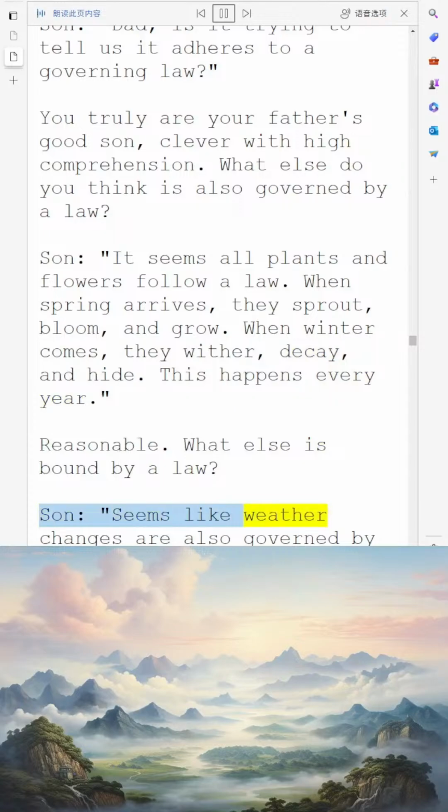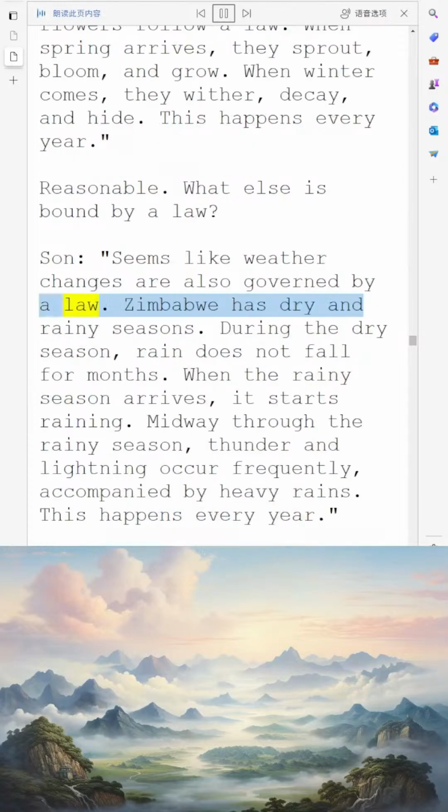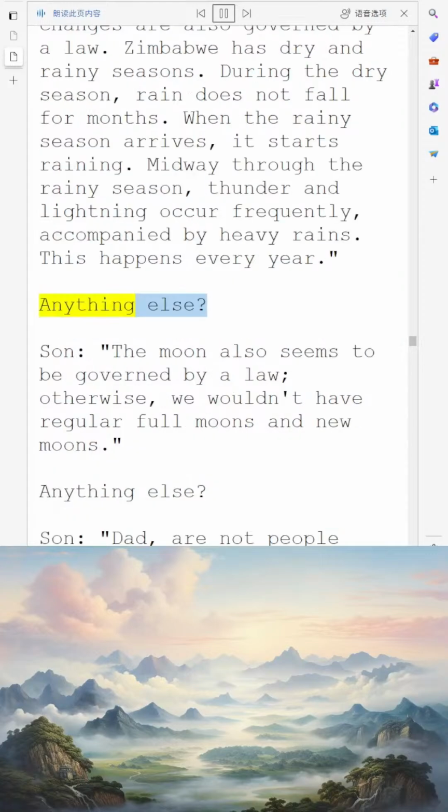Son: Seems like weather changes are also governed by a law. Zimbabwe has dry and rainy seasons. During the dry season, rain does not fall for months. When the rainy season arrives, it starts raining. Midway through the rainy season, thunder and lightning occur frequently, accompanied by heavy rains. This happens every year. Anything else?